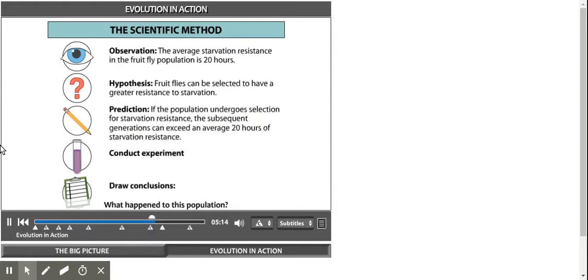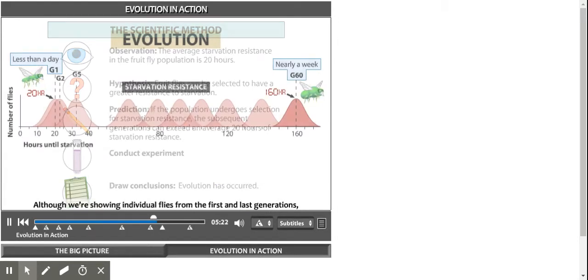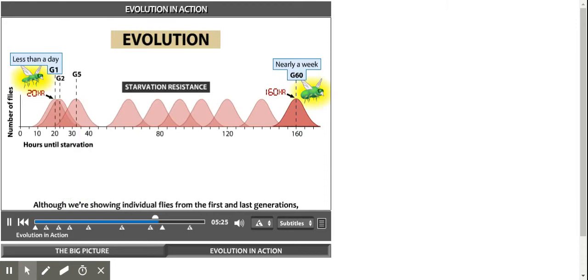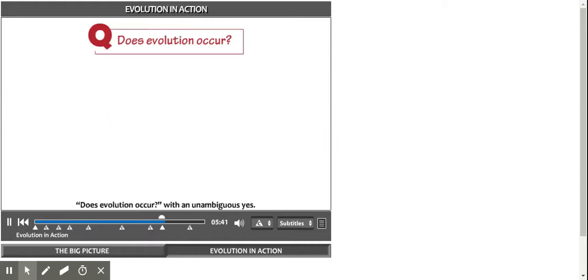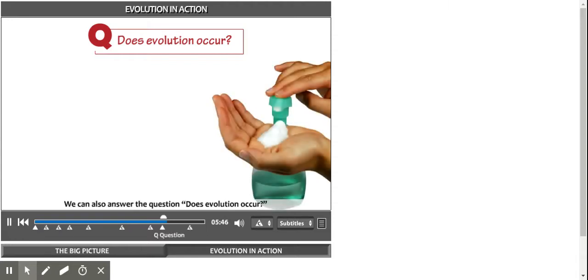What happened to this population? In a word, evolution. You have been able to breed more starvation-resistant populations. Although we're showing individual flies from the first and last generations, keep in mind that an individual does not evolve in its lifetime. Evolution is, instead, a genetic change in a population. From this experiment, we can now answer the question, does evolution occur? With an unambiguous yes.